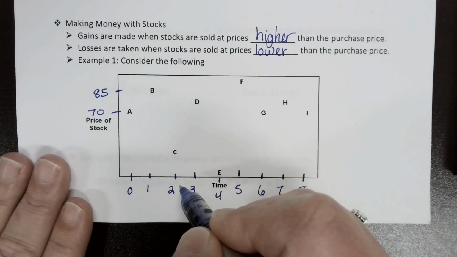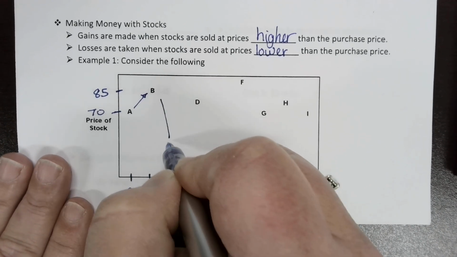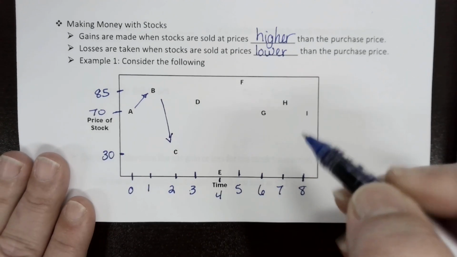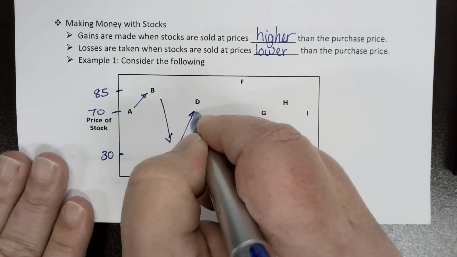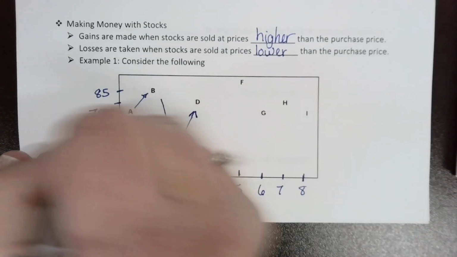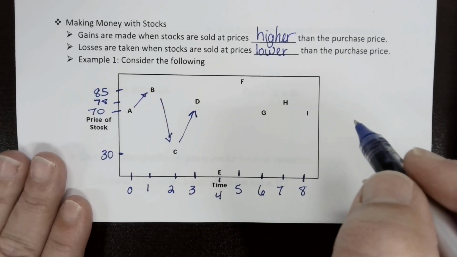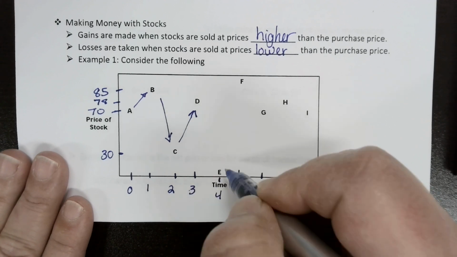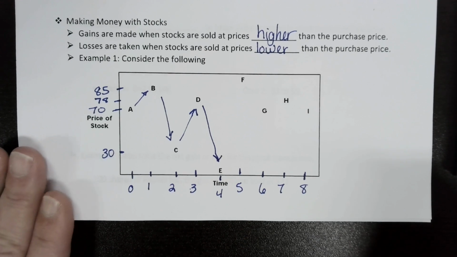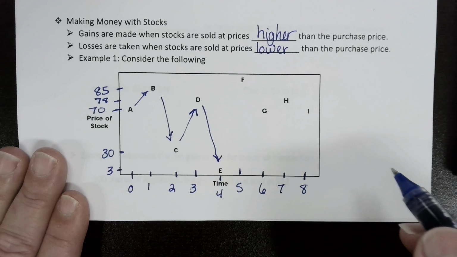Well, at C, 2 hours later, it's back down. So it went up, then came back down in price to C, and let's say down here it's at $30 a share. Then the next hour, it went back up, a little more than A, but not quite as much as B, so let's say about 78. We'll just split the difference. Then it went from D down to E, and at E, let's say it was only worth $3 a share.